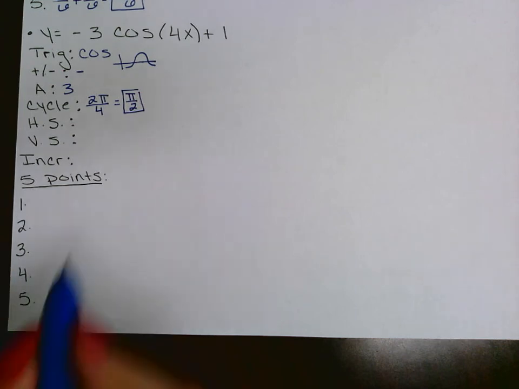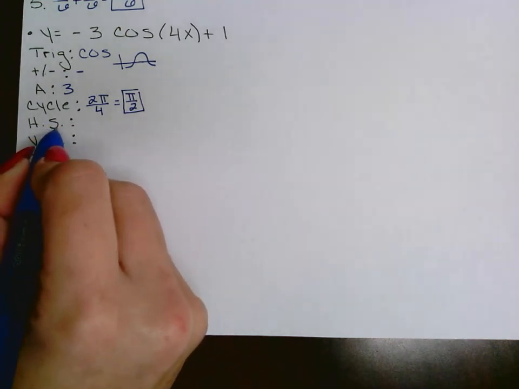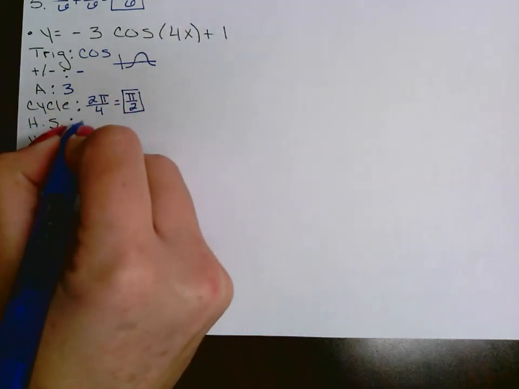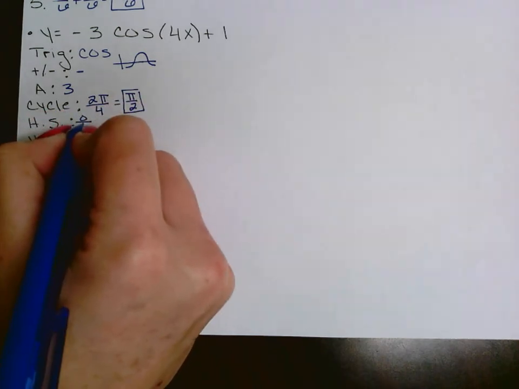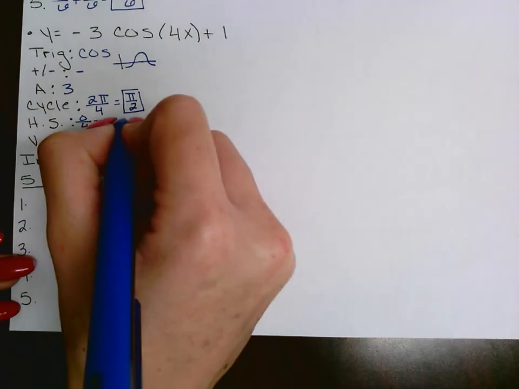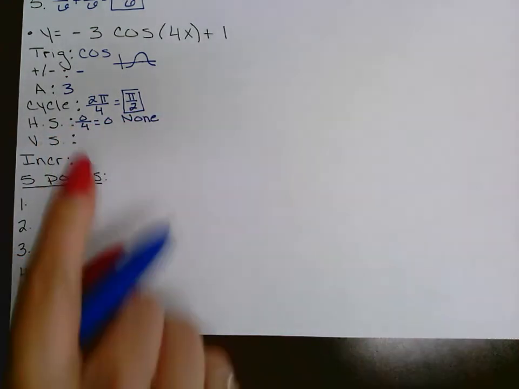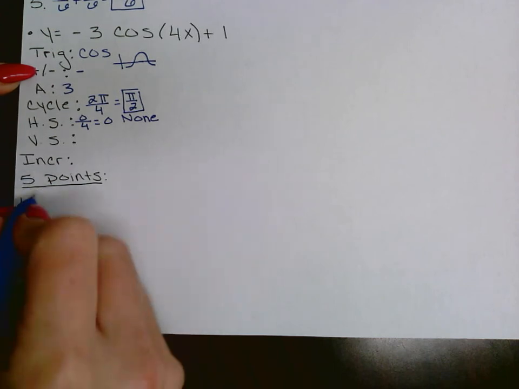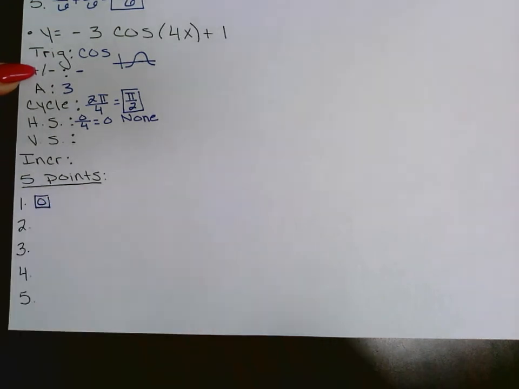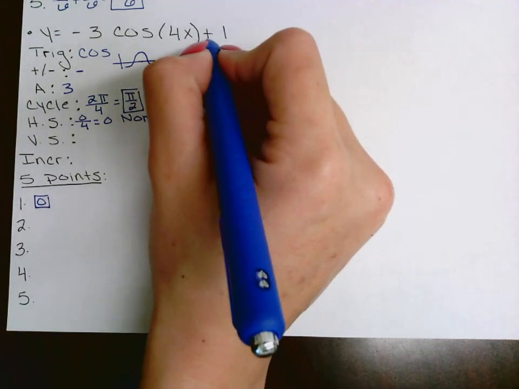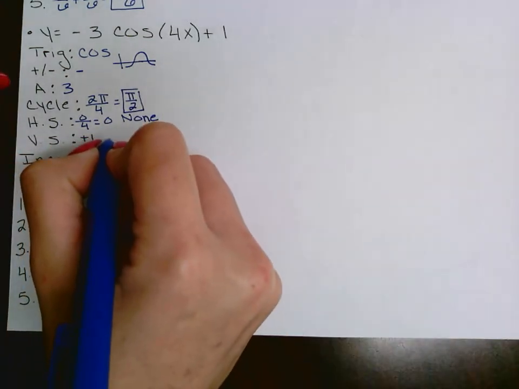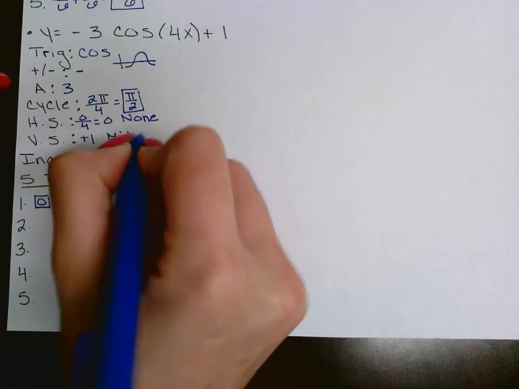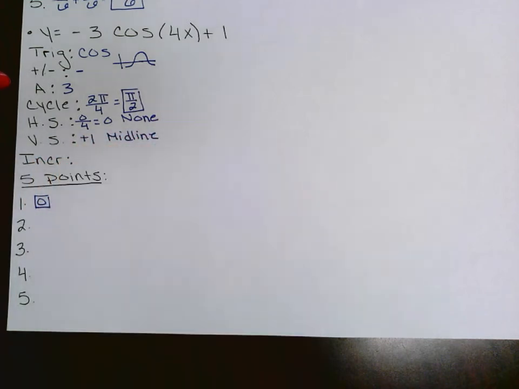Okay? So for horizontal shift, it is C divided by B. Since I don't have a C, you could either directly go to the conclusion that there's none, or if you want to see the math behind it, it would be 0 divided by 4, which is 0. Okay, so because there is no horizontal shift, that means that my first point is going to be at 0, at the origin. Okay, now I do have a D over here, so my vertical shift is a +1, which means it's going to move up 1. And now +1 is my midline.